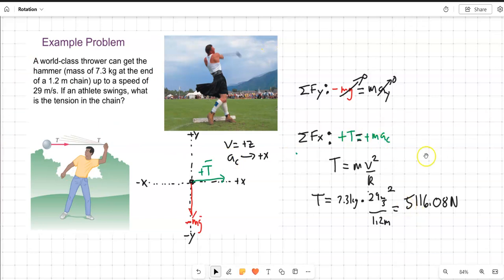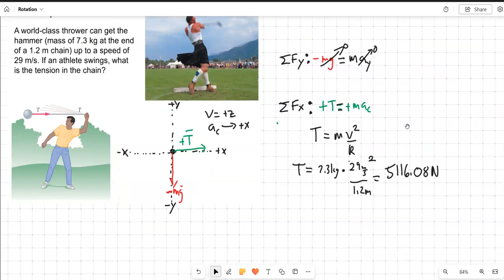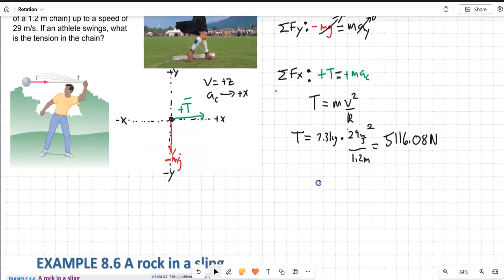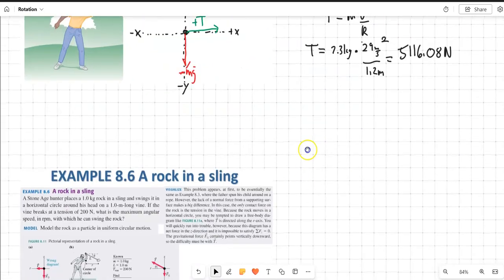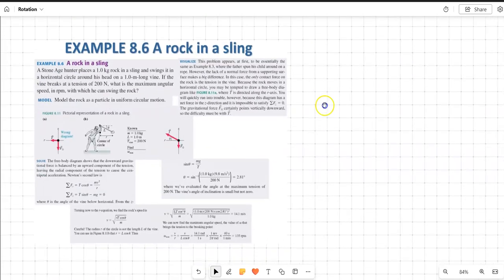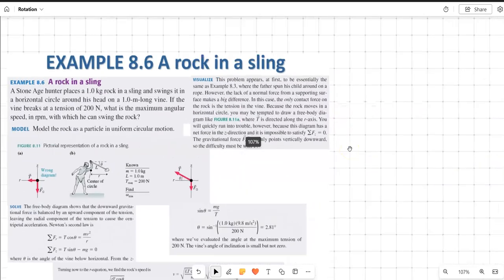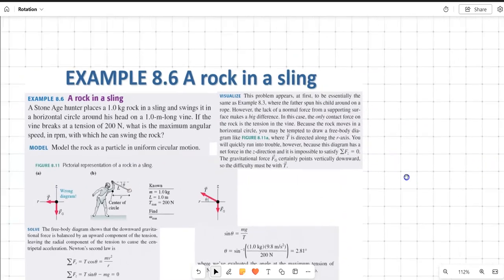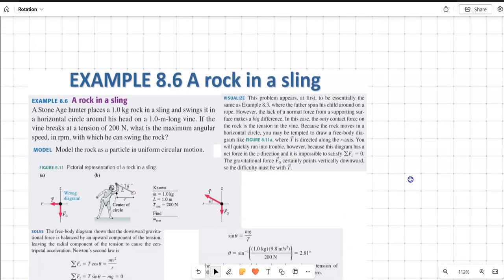But that's the problem that we were given. There we go. Let's go on and do another problem. Similar problem, but this time we're going to have an angle to it.